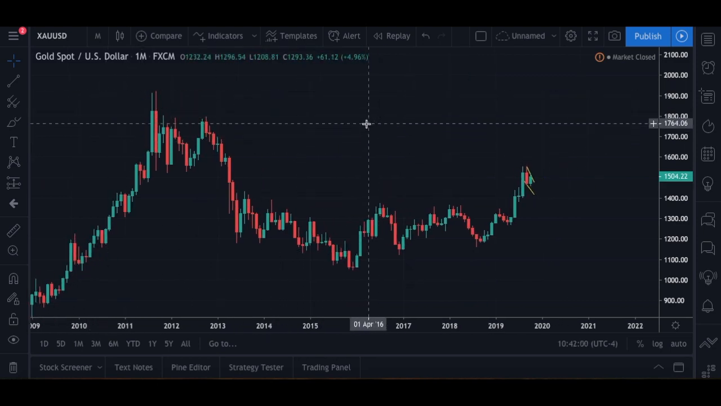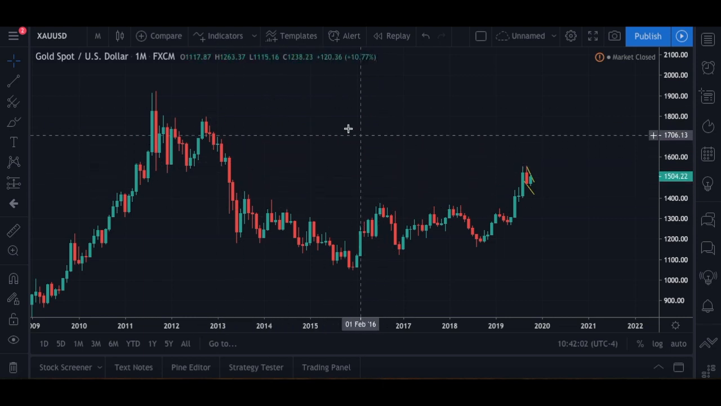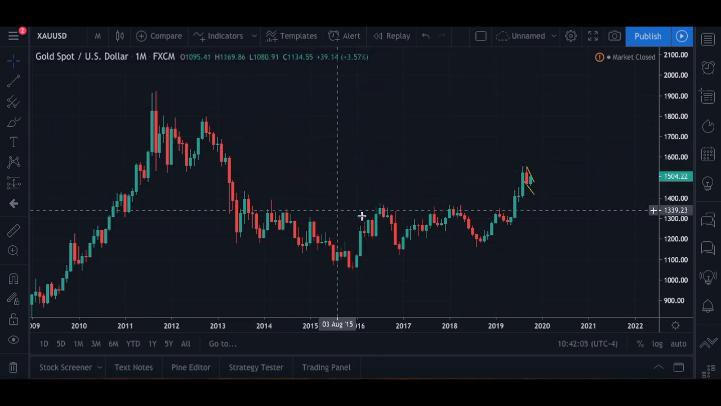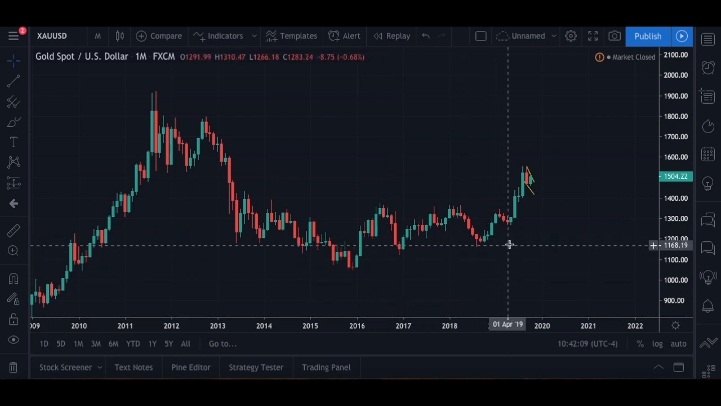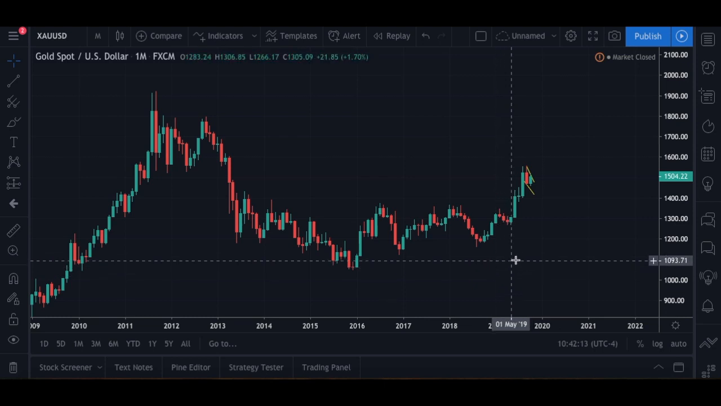So as you can see, this little cross thingy that I have moving around, I guess it's just a function of the TradingView website, but either way, I like to use it because as I scroll, as you can see, it shows me the dates at the bottom here, so it shows me where we are.